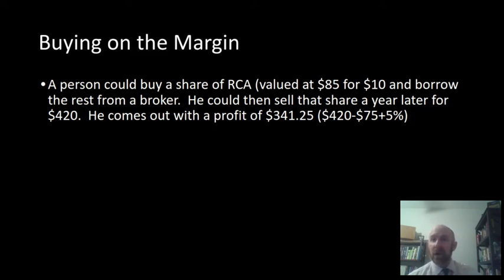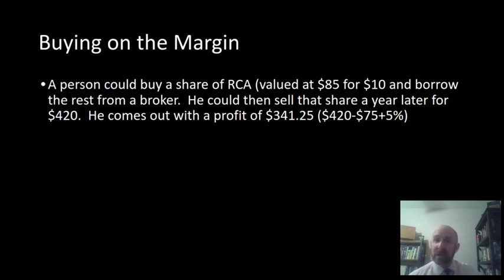And so when you sold, you had to pay the broker back the $75 that you borrowed at 5% interest. When you sold your stock for $420, you didn't actually make $420. You had to pay the broker back. You would walk away with a profit of $341.25. That's huge. I mean, think about that.